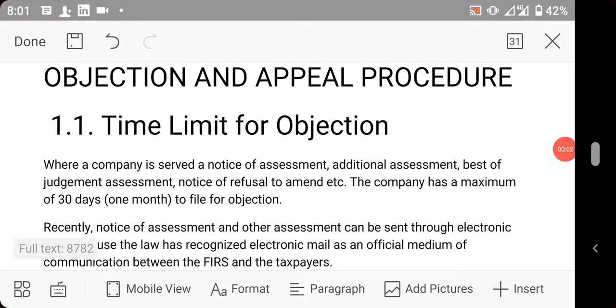Okay, welcome to today's class. We are progressing bit by bit. Today we'll be looking at objection and appeal procedure.